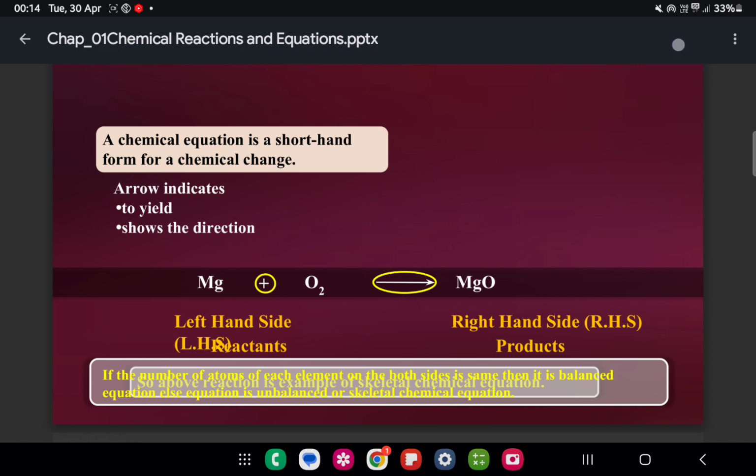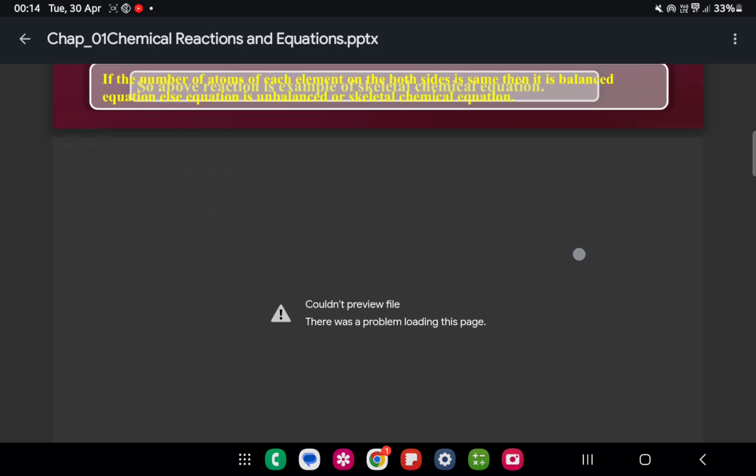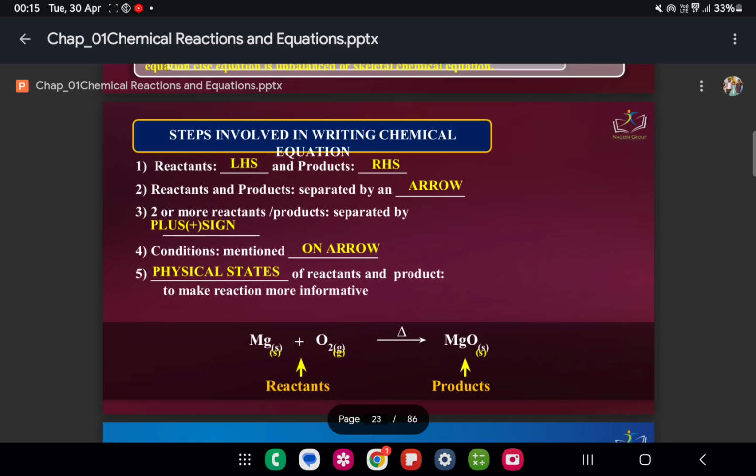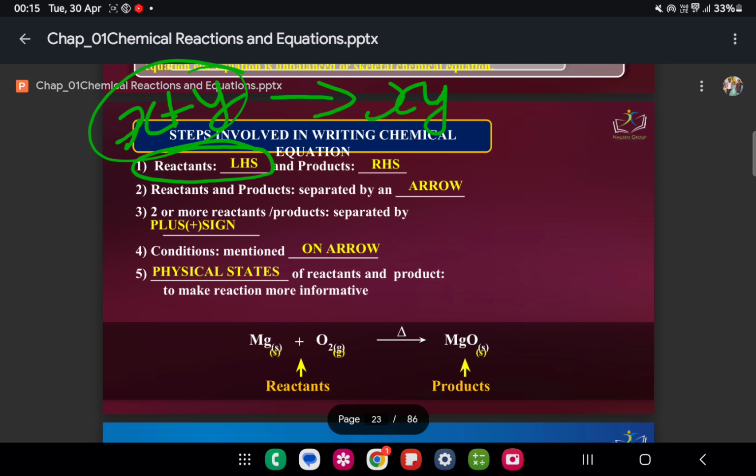Next we can move to the steps involved in writing a chemical equation. The reactants are called the left hand side, where the reactants are there, that we will tell as X plus Y, it is called reactants. That gives rise to XY, that is known as the product, that is the RHS.